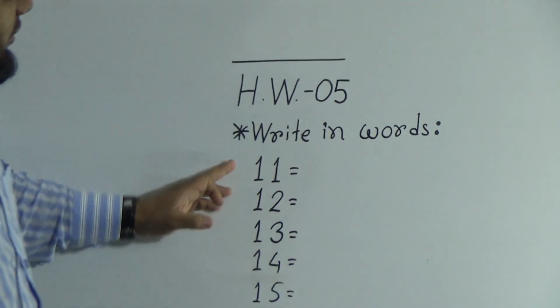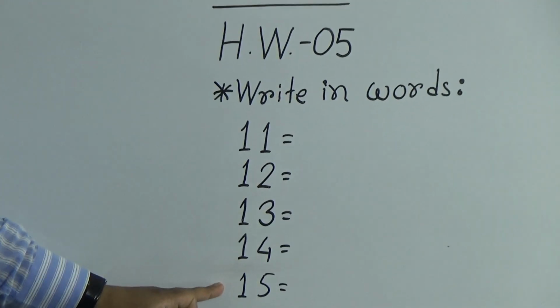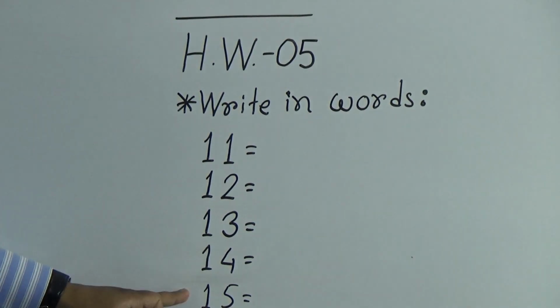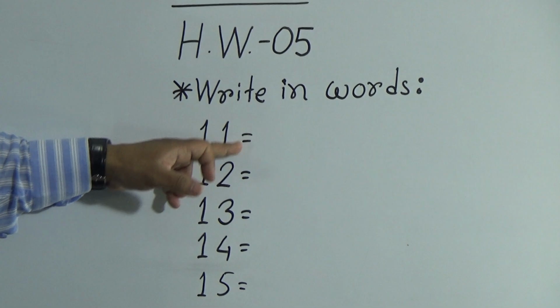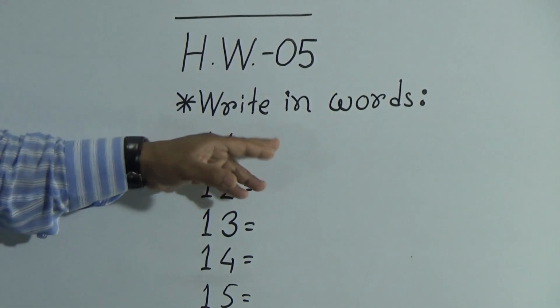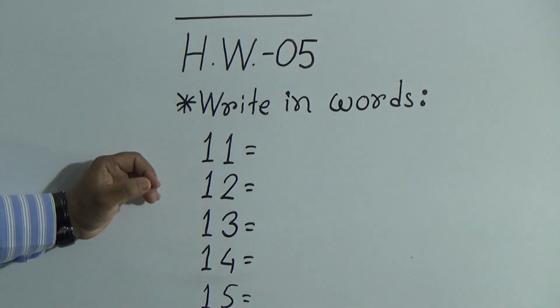Then, my dear students, you should write like my writing. You should write down the numbers first, then must give the equal signs. And then you should write down the numbers in words. That means the spelling you should write down in your HW copy.